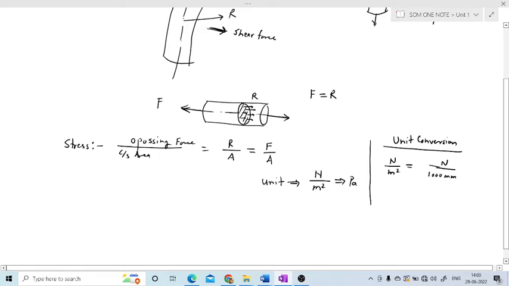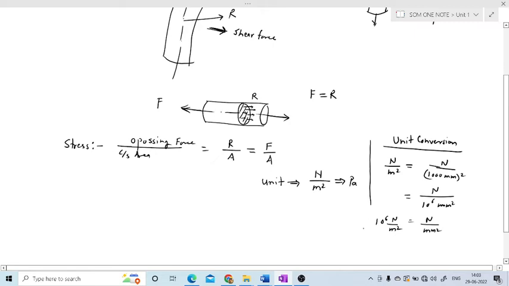So the unit will become Newton divided by 1000 mm. Now here we have meter square, so ultimately it will be 1000 mm square. So Newton divided by 10 raised to 3 raised to 2, which means 10 raised to 6 mm square. So transfer this 10 raised to 6 to the other side, so 10 raised to 6 Newton per meter square will be equal to Newton per mm square.